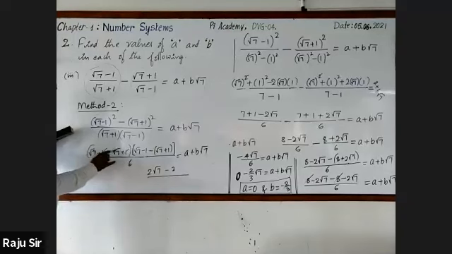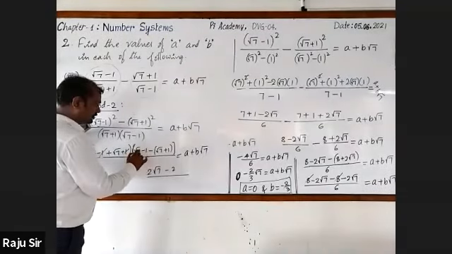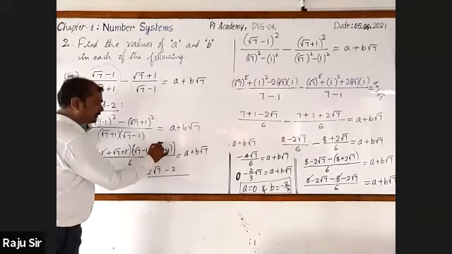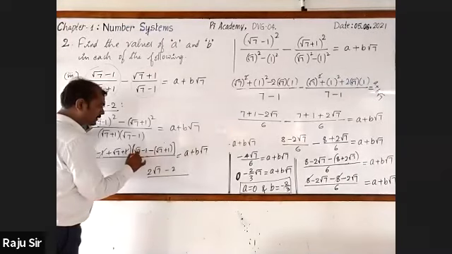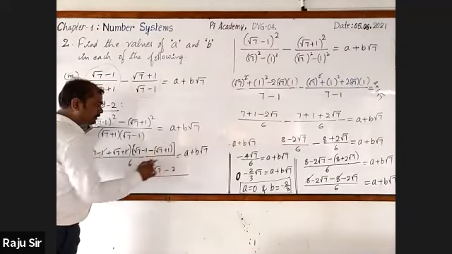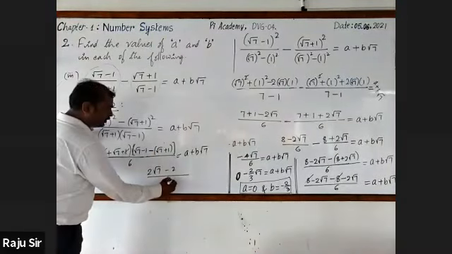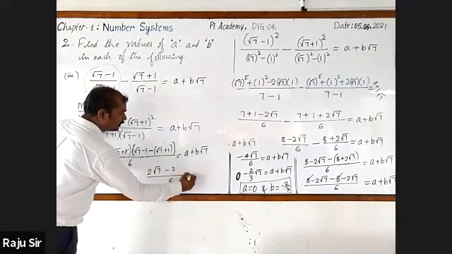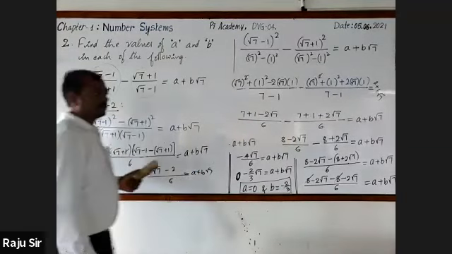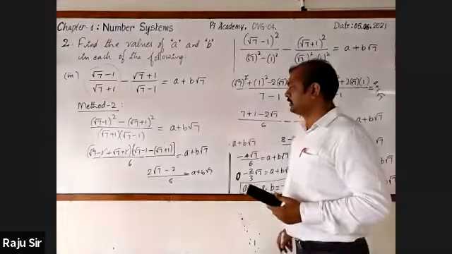Now here minus 1 plus 1 cancel out, root 7 plus root 7, 2 root 7. Next, here root 7 minus 1 minus root 7 minus 1: root 7 and minus root 7 get cancelled, minus 1 minus 1, it will be minus 2, divided by 6 equals A plus B into root 7. Got it? Yes, sir. Next, it should be simplified.